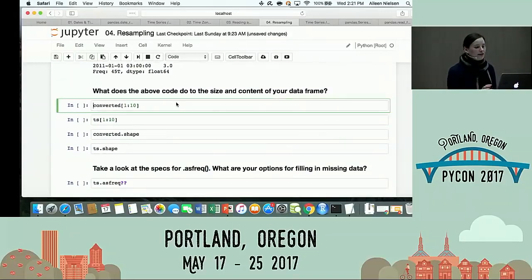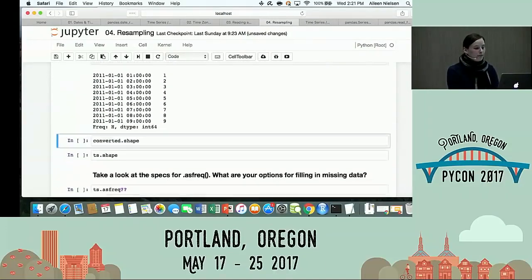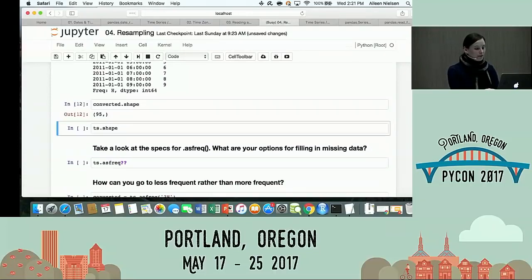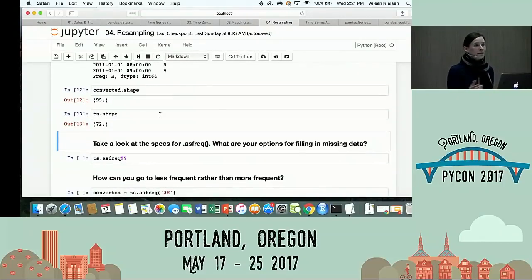Okay. So what does the above code do to the size and content of your data frame? Well, we already saw this, right? You get more data points, and in particular, you'll want to think about the fact that you are actually making a larger series if you're upsampling, right? If you're going to a higher frequency, you will have more data points. You can also do the opposite, though, right? You can go to a lower frequency.